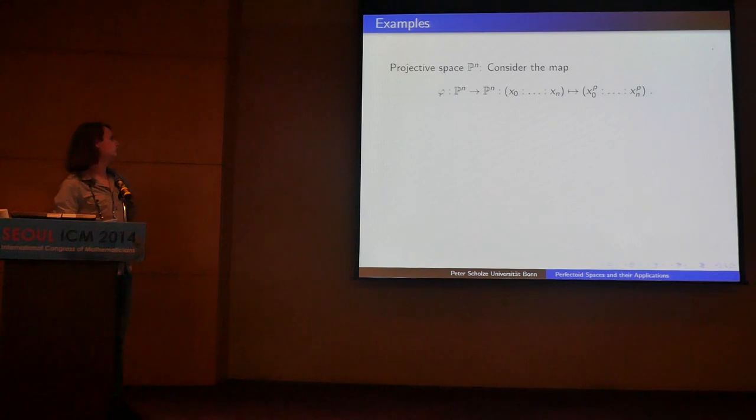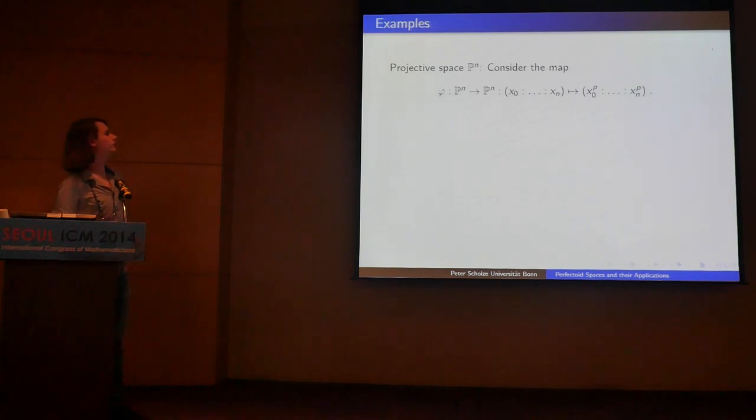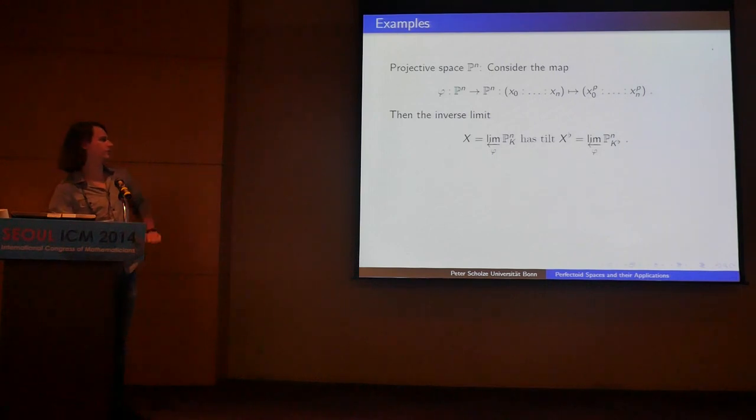One choice you could make is to pick a lift of Frobenius on your variety. And for a projective space, it's extremely easy to write down a lift of Frobenius. You just raise to the p-th powers on the coordinates. But the same example that I'm going to give works for any variety equipped with a lift of Frobenius. Namely, if you take this inverse limit over Frobenius on this projective space over K, this is a perfectoid space, and it has a tilt corresponding to the same characteristic p.